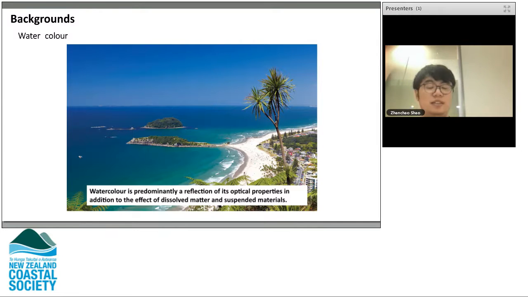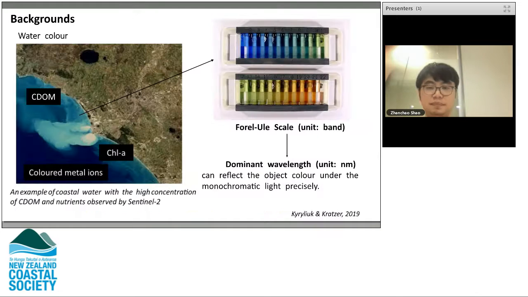So water color is one of the most common water health indicators because it can reflect the overall water health. Except the sky-diffused radiations, the particles dissolved in the water play the most important role in color changing. So in general, water color is predominantly a reflection of its optical properties, in addition to the effect of dissolved matter and other suspended materials.